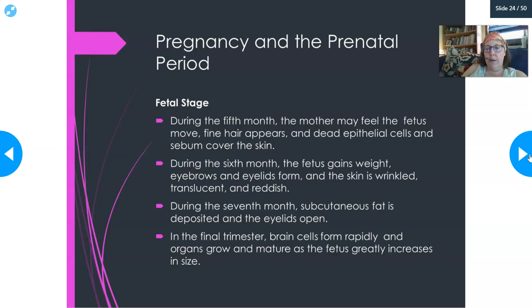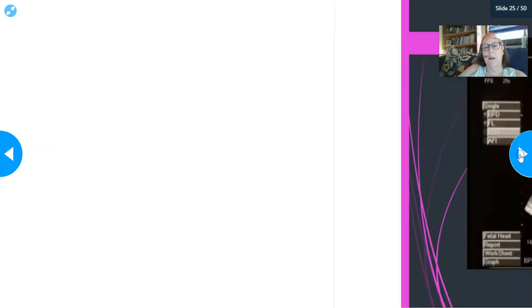And in the final trimester, brain cells will form rapidly, and organs grow and mature as the fetus greatly increases in size. So that final trimester is when that baby is really putting on some weight and really growing. But the brain is developing too. Their development is critical in different stages for different reasons, but this development of the brain is important.